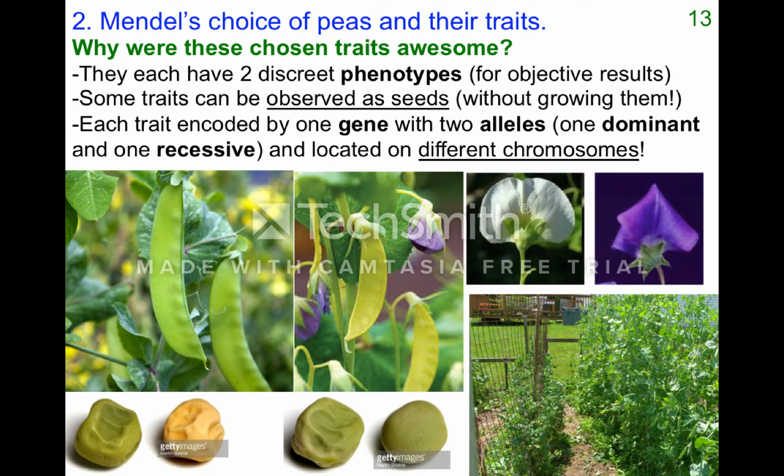Also, it turns out that for all of the traits that he chose, these genes happened to be located on different chromosomes. Now, it's hard to say whether this was luck. It could be that Mendel originally chose some other traits that might have been linked and showed some unusual patterns, and he excluded those on purpose, just so that he would have traits that behaved in a consistent way. But whether it was luck or not, he chose some really good traits to study.